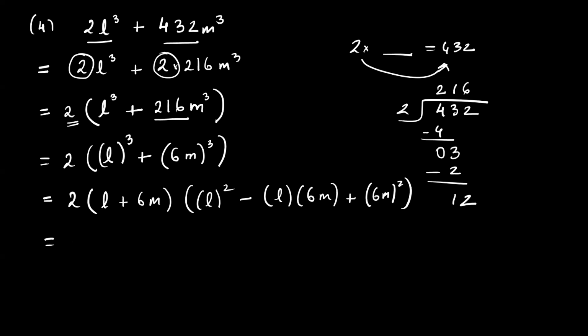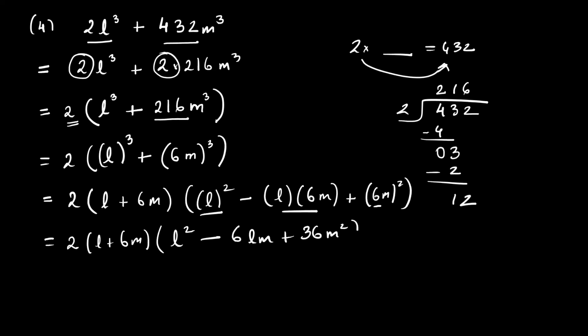So we'll keep 2 as it is, then L plus 6M as it is. What is the square of L? L squared. Minus, tell me the multiplication of this. 6LM. Plus, tell me the square of 6. 36M squared. Perfect. Okay, thanks, Omar.